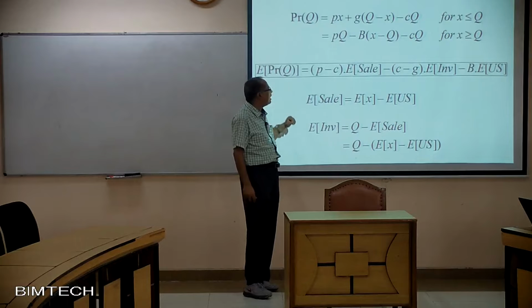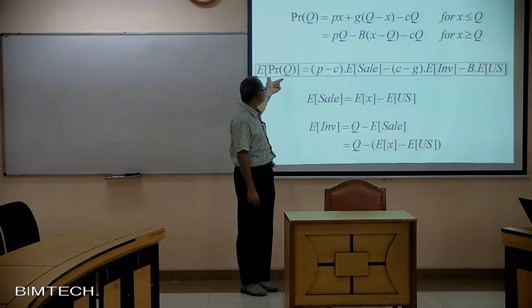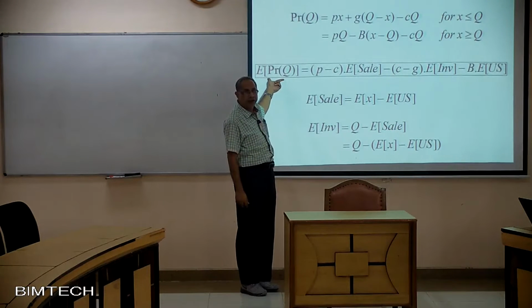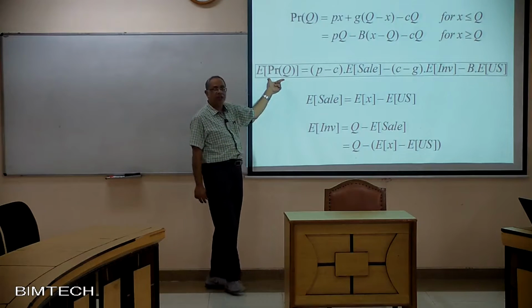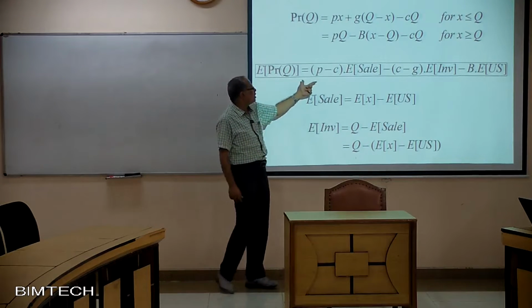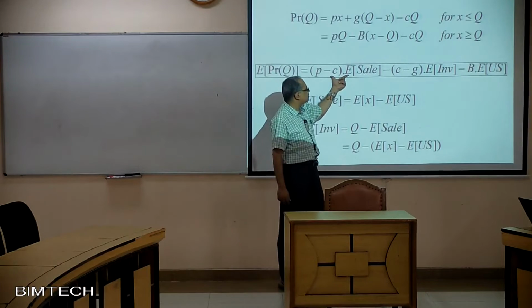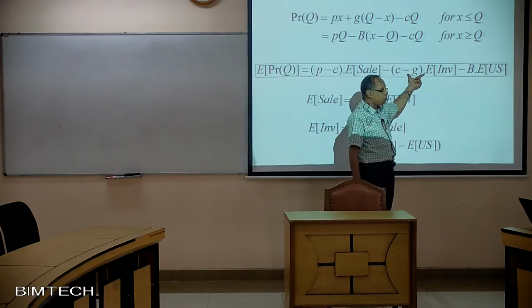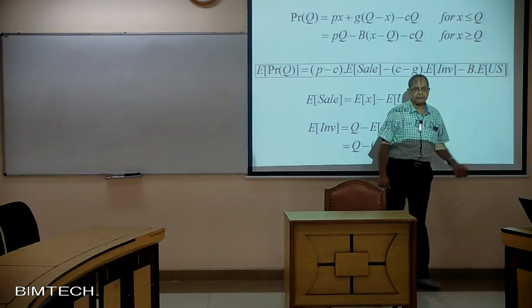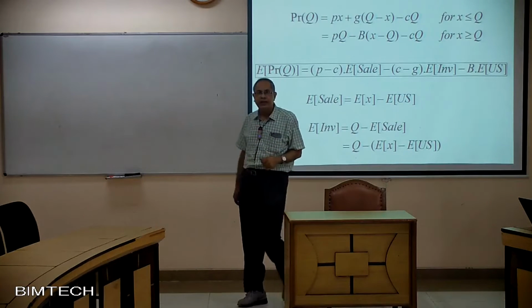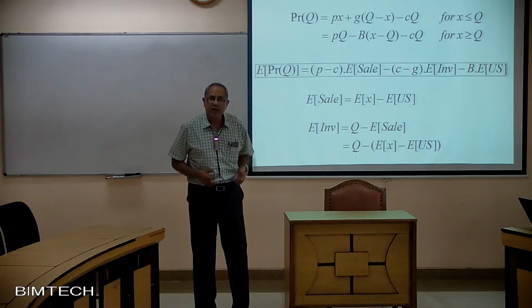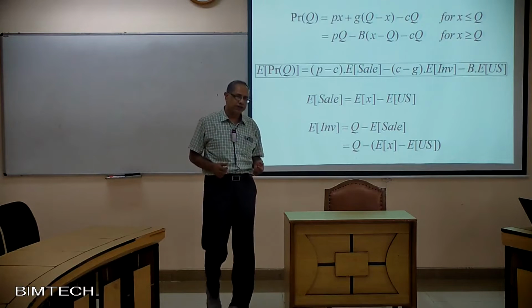So let us look at this formula. It says expected profit at a quantity Q is equal to term 1 minus term 2 minus term 3. So we have got three terms there. Let us spend some time in understanding each of these terms.